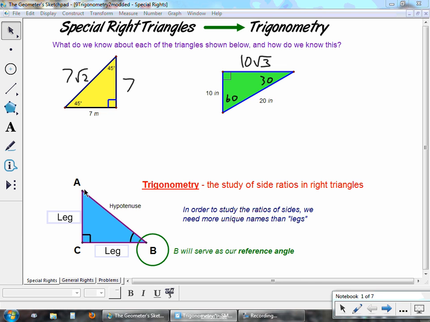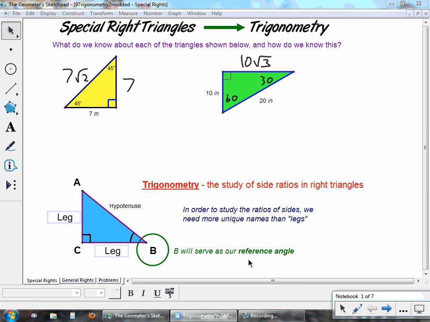And I can use either angle A or angle B. It doesn't really matter. The only angle I can't use as a reference angle is C. My 90 degree angle I need to leave on its own. That 90 degree angle is what establishes a right triangle. And now these two angles, I can choose whichever one I want to be my reference angle. I'm going to choose B. That's why I got it circled in green here.